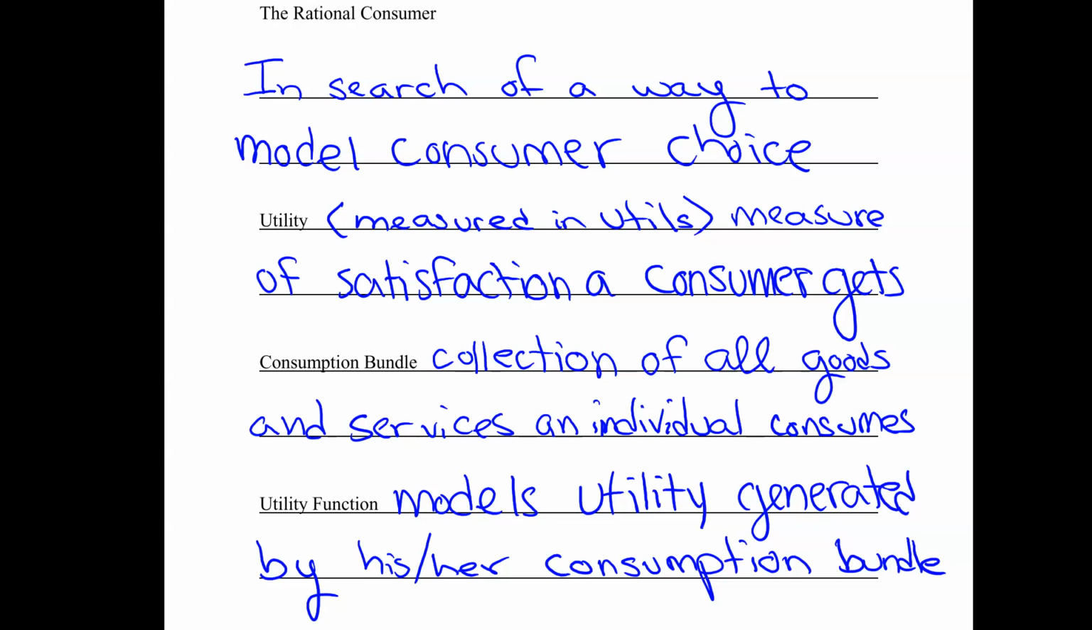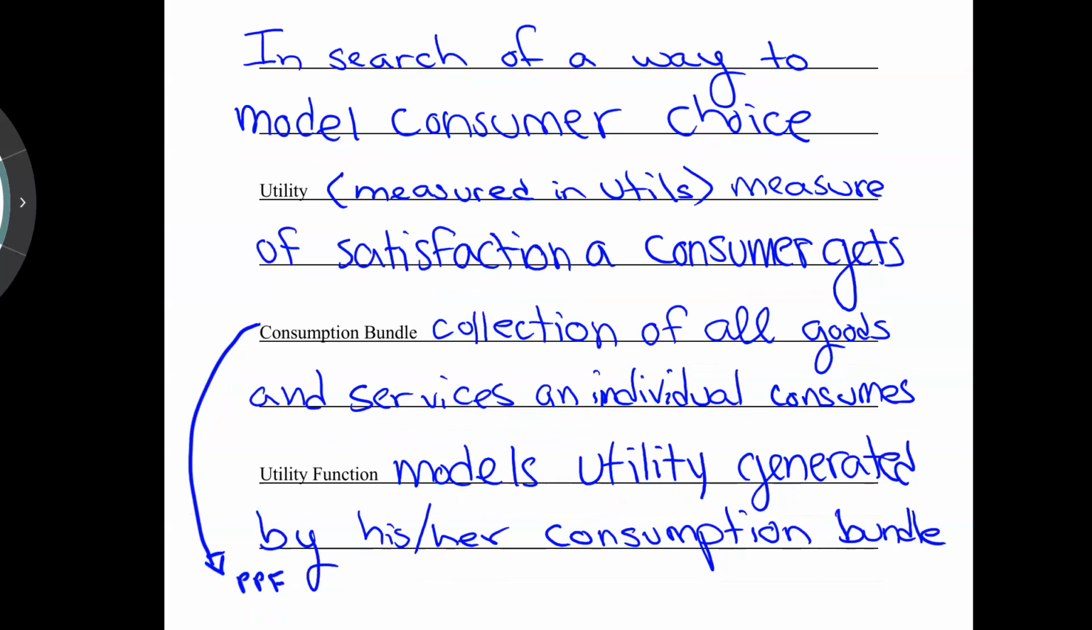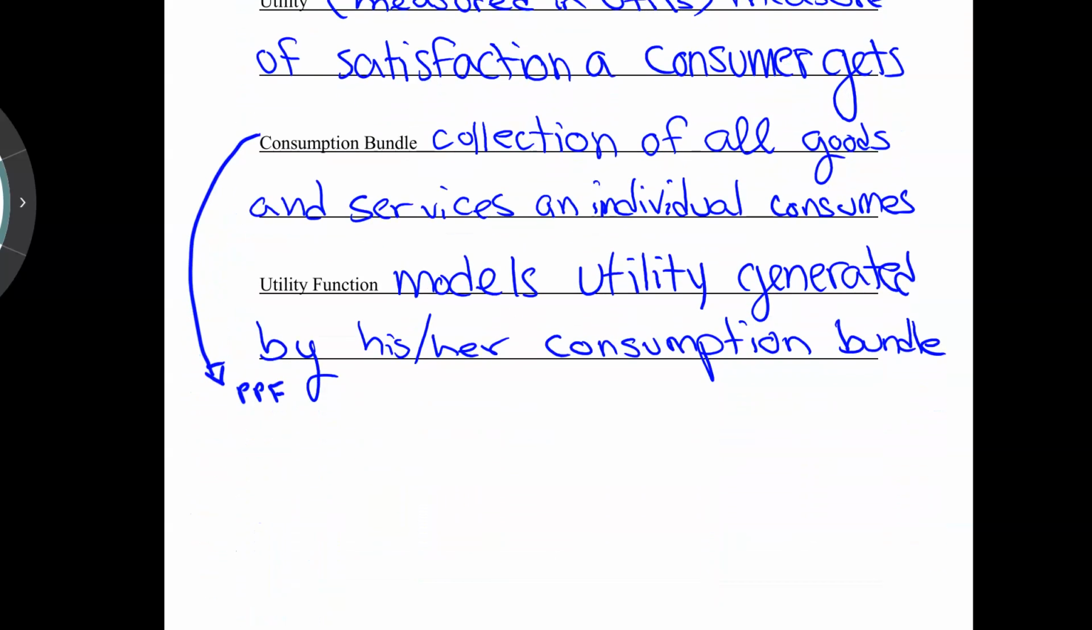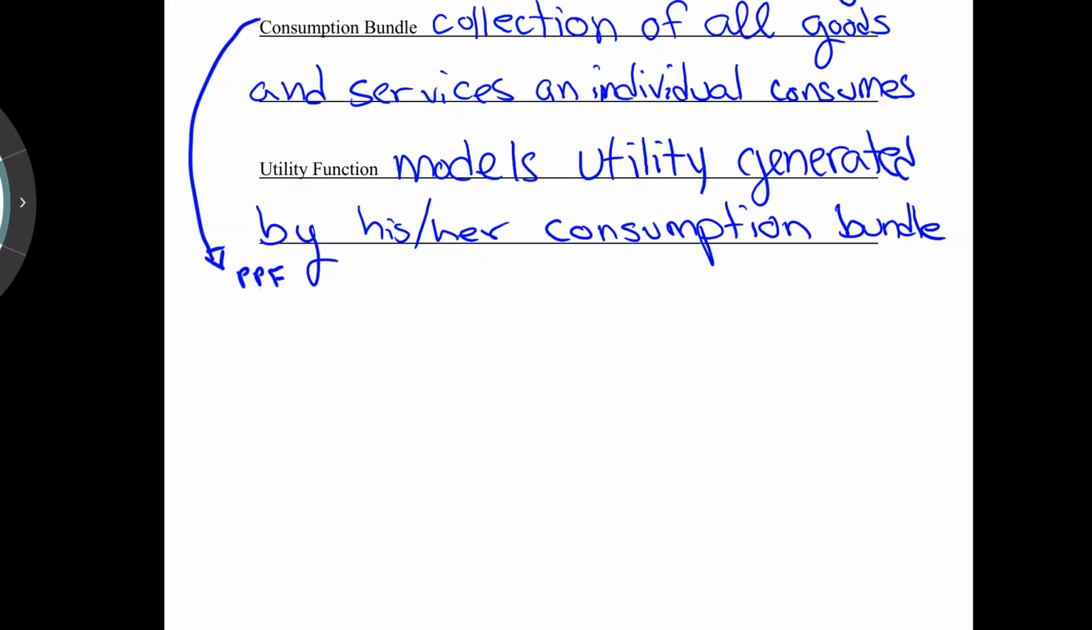So our utility we're going to measure in this made-up unit of utils. All right, so it sounds a little funny, but that's what we're going to be working with. A consumption bundle is going to show us the collection of all goods and services an individual can consume. So you can think about this as our PPF for people. All right, and then our utility function is going to model that utility that the person gets from consuming those different consumption bundles.